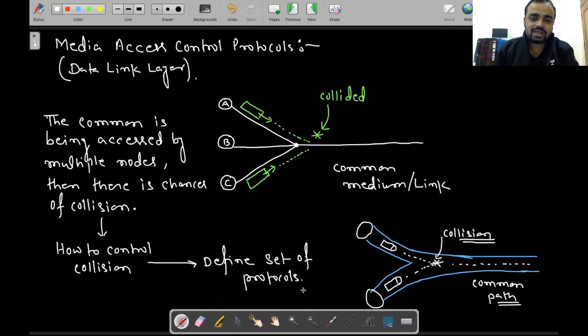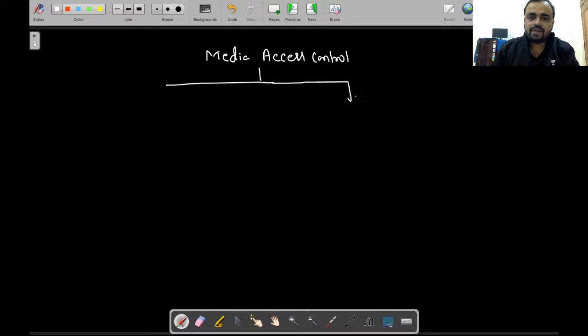So what are those set of protocols that come inside media access control? Now let me tell you what protocols we use in case of media access control. See, media access control is basically divided for two different kinds of network. One is called contention service and the second one is the contention.